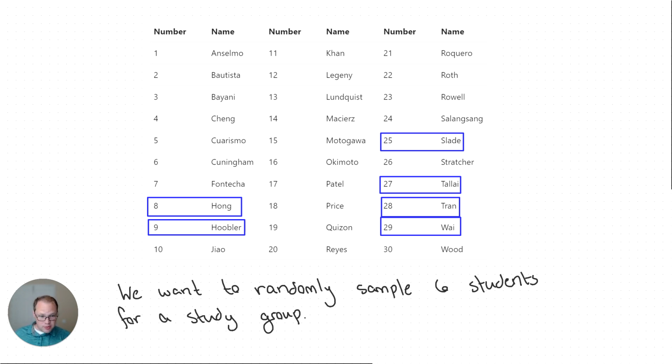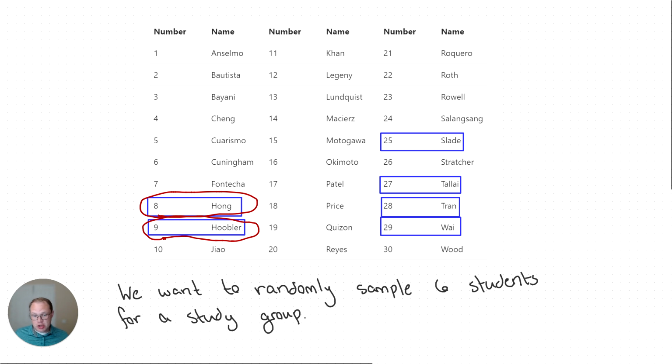So we used the computer and we randomly selected 6 people here. The first person we chose was Hong. Because it's simple random sampling, nothing changed once we chose that. We just kind of struck them off the list, said we've already chosen this person, move on, and then randomly selected someone from what was left. The next person the computer picked was 9. It happened to be right next to Hong, and that's fine, because it could have chosen any of the 29 people that were left, and it chose person 9, Hubler.